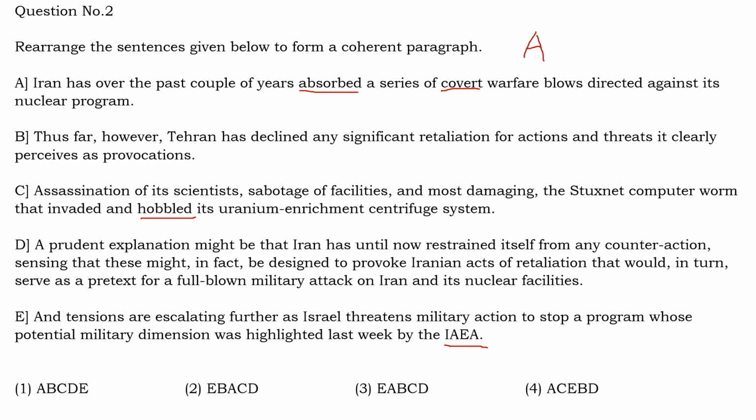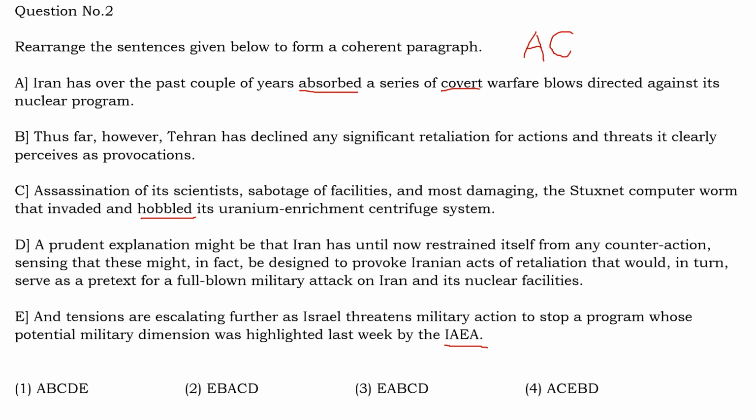What are the attacks or what are the warfare blows directed against it? It is given in C. Assassination of the nuclear scientist. Sabotage. Sabotage means a destruction of its facilities, and most damaging, the computer virus that disabled the centrifugal system temporarily. So these are the attacks that we are talking about in option A. So C will be very clearly the next one.